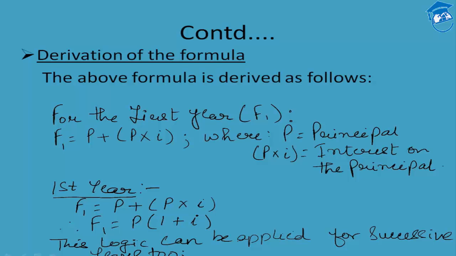Now suppose for the first year we are taking it as F1. F1 stands for the first year. Now F1 is equal to P plus P into I. So what does this mean, that P plus P into I, where P is the actual principal and P into I is the interest on the principal. Once again students, F1 stands for P plus P into I, where P is the principal and P into I is the interest on the principal.